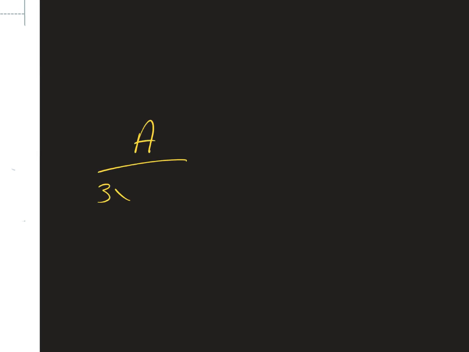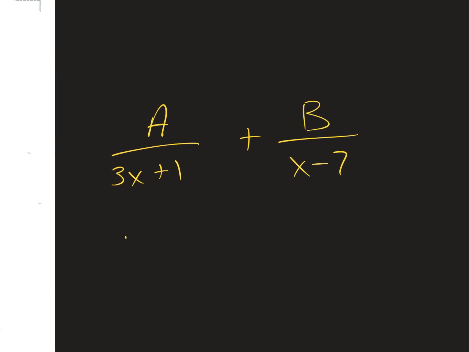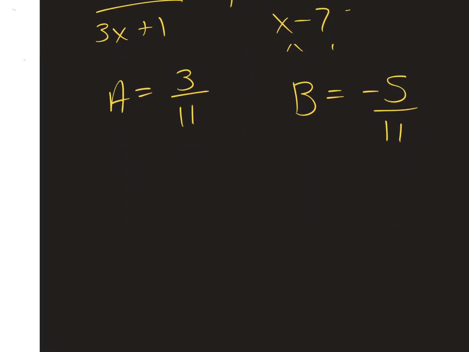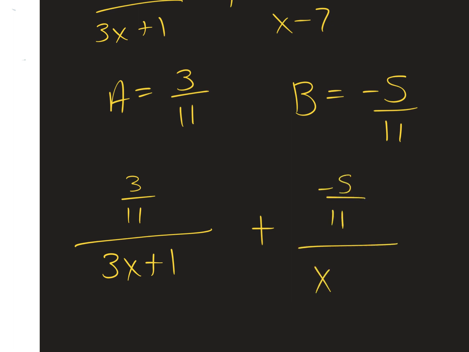Two things I want to bring to your attention because you're going to see it on WebAssign and you might see it on your quiz. Say you came out with A over 3x plus 1 plus B over x minus 7, whatever, that partial fraction decomposition. And you guys found out that A was 3 over 11 and B was negative 5 over 11. That's a fraction. That's fine. So you would write 3 over 11 divided by 3x plus 1, and then plus negative 5 over 11 over x minus 7.